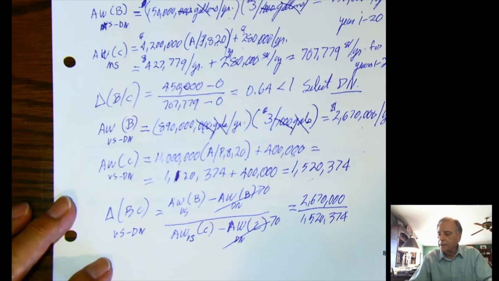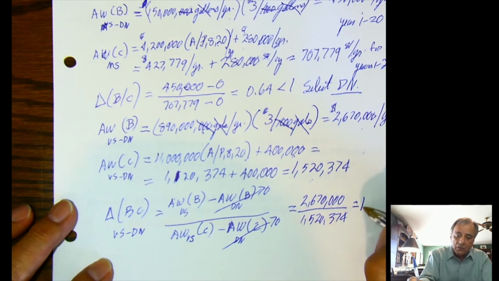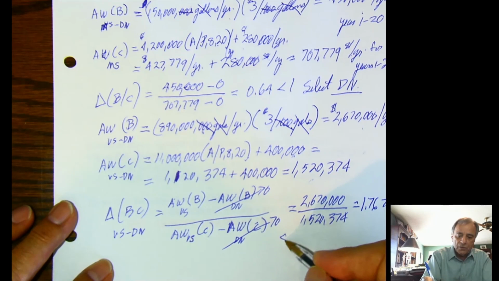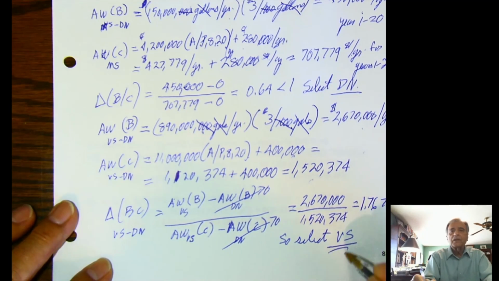Of course, you can see that's greater than 0. In fact, I get 1.76. I'm sorry, greater than 1. 1.76, which is greater than 1. So we select the valley site, and that's our answer.